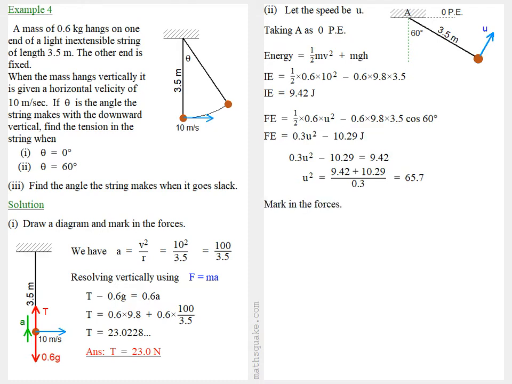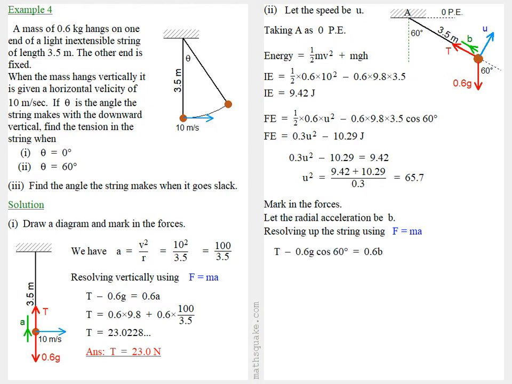Now if we go back to our diagram, we can mark in the forces. There's the weight acting downwards, and that is 0.6 g. There's also a tension in the string, and we can call that T. Now, let the radial acceleration be b. Now the angle between the weight and the direction of the string is 60 degrees. So resolving up the string using F equals ma, we have T minus 0.6 g cosine 60 equals the mass times the acceleration, which is 0.6 times b.